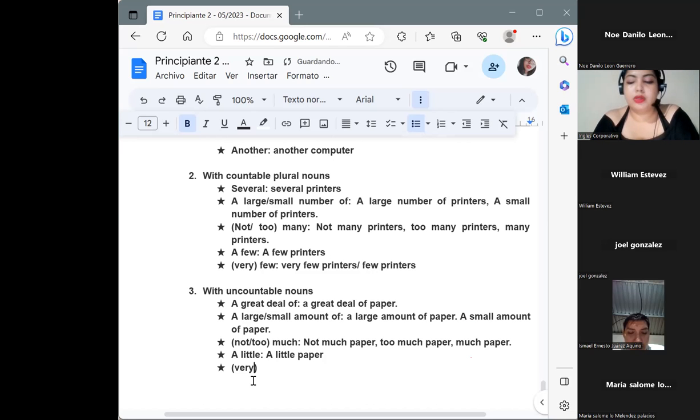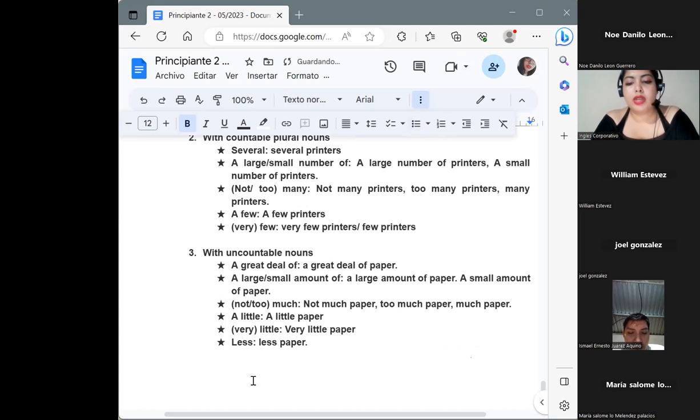And in this one, very little. Very little paper. And this one, less. Less paper. Ahora, tenemos una categoría extra que es para ambos, tanto para nombres contables plurales como nombres no contables. Estos se van a utilizar para esto, pero no para nombres singulares, sino para nombres plurales nada más.